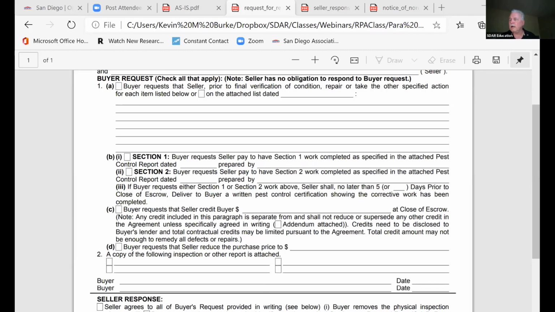Number 3, on the listing side, hi. On the listing side, would you recommend indicating in the confidential section on the MLS "seller will not do any repairs up front" so it's clear for buyer's agents? And that's actually a good question, but I probably wouldn't. First of all, because it shows inflexibility.